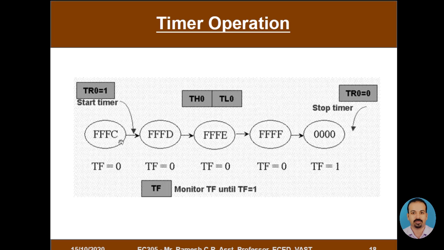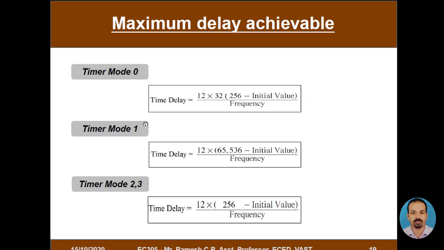Here you can see that after this value is loaded, on starting the timer, first one clock pulse, second clock pulse, third clock pulse, and fourth. So effectively there is a delay of 3 clock pulses. The delay of 1 clock pulse is determined by the inverse of the oscillator frequency divided by 12. That is the default operating frequency.